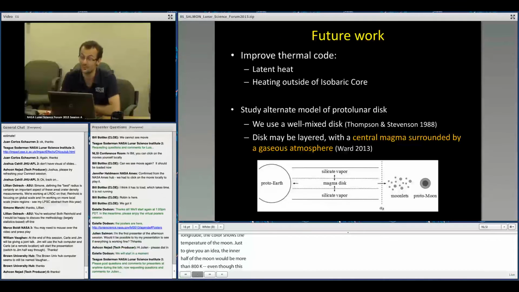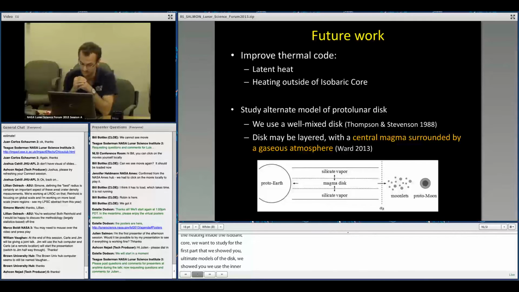So for future work, we need to improve that thermal code because for the moment it doesn't include the latent heat that will be deposited in particular by the hot material from the inner disk. And also we only include for the moment the heating inside of the isobaric core. We also want to study alternate models of the protolunar disk. In the model that I've shown you, we used a model for the inner disk that is a well-mixed disk, meaning that the vapor and liquid fraction are completely mixed together and evolved as one ensemble.